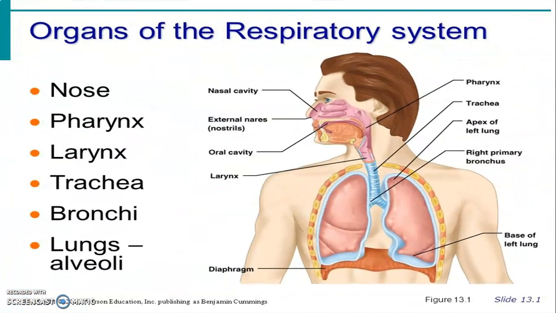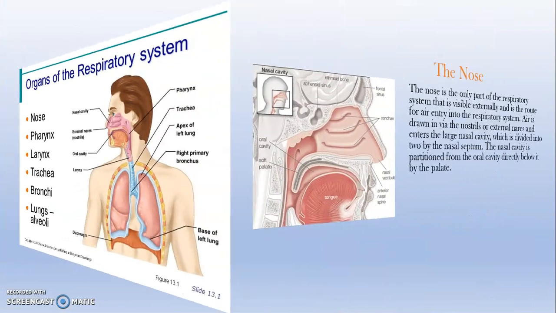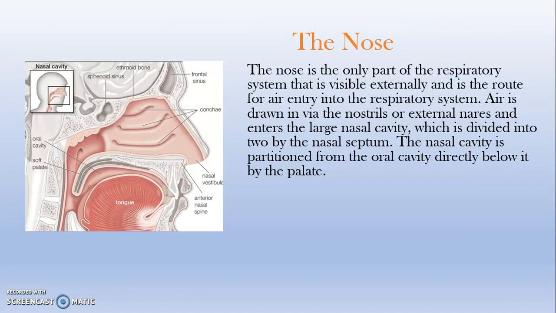There are different organs of the respiratory system: the nose, pharynx, larynx, trachea, bronchi, and also the lungs. The first organ is the nose. The nose is the only part of the respiratory system that is visible externally, and it is the route for air entry into the respiratory system. Air is drawn in via the nostrils or external nares and enters the large nasal cavity, which is divided into two by the nasal septum. The nasal cavity is partitioned from the oral cavity directly below it by the palate.